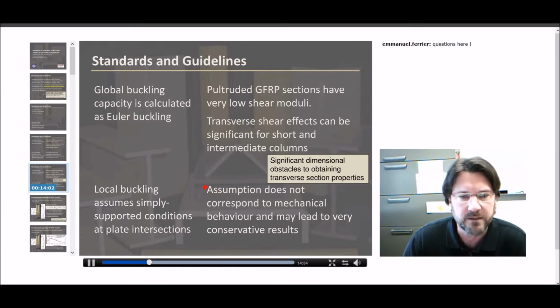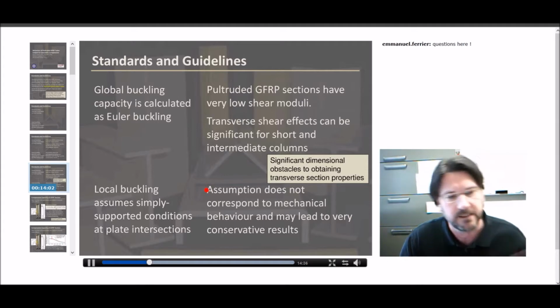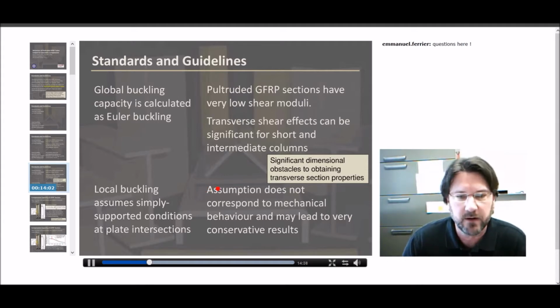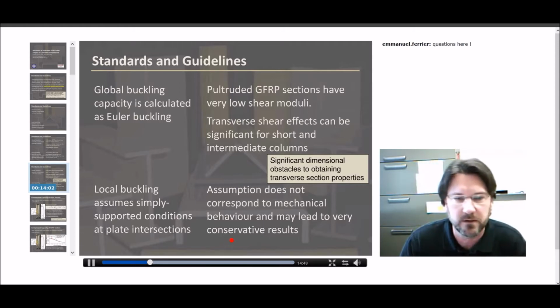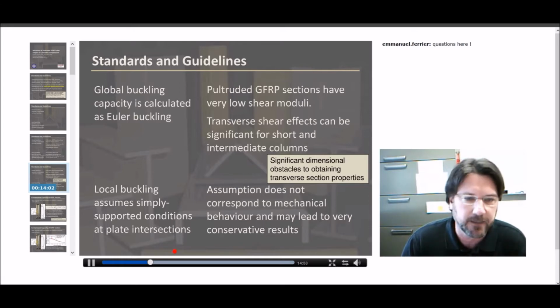When it comes to local buckling, and I'm going to discuss this at the end of the presentation primarily, this assumption of simply supported conditions is simply not kinematically correct and doesn't represent the real mechanical behavior. And as we're going to see, it results in very conservative estimates of local buckling capacity. And I'm going to come back to this second point at the end of the presentation.